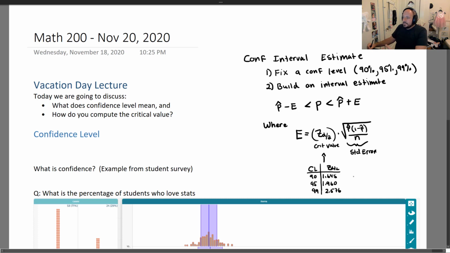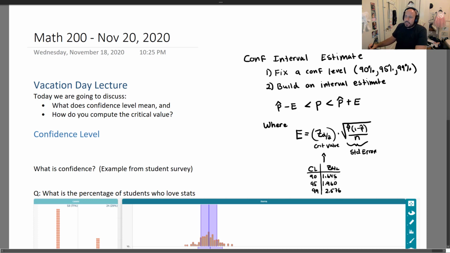And the idea is that we're choosing those to reach certain levels of confidence. If we need 99% confidence, we have to choose a larger critical value. If we're willing to live with only 90% confidence in the result, we choose a smaller critical value.